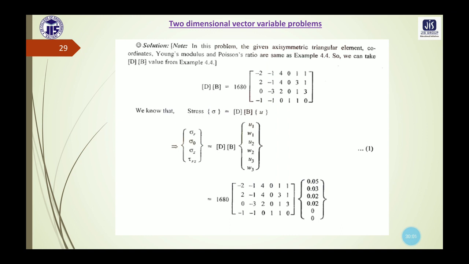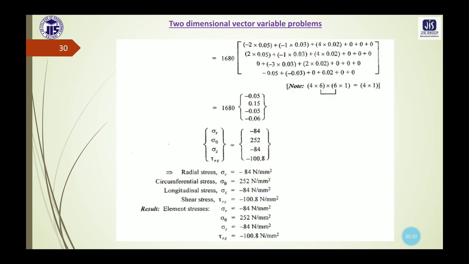Now here the stress is actually sigma r, sigma theta, sigma z and tau rz. Here u1, w1, u2, w2, u3, w3 values are given. All the values for this column matrix are given in this numerical, so we can put these values here and perform the matrix multiplication.